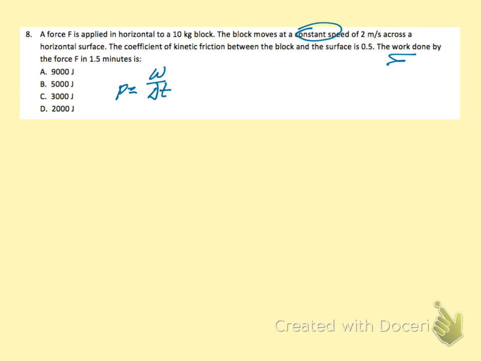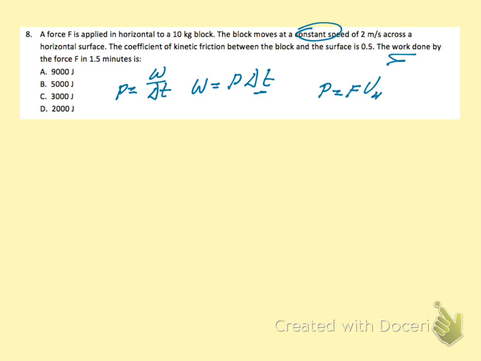of time, and we can solve for work equals power times change of time. Well, we do have the time, but we need to find power. Well, we do know that power is also equal to force times velocity parallel. We do have a velocity, but we don't have a force.